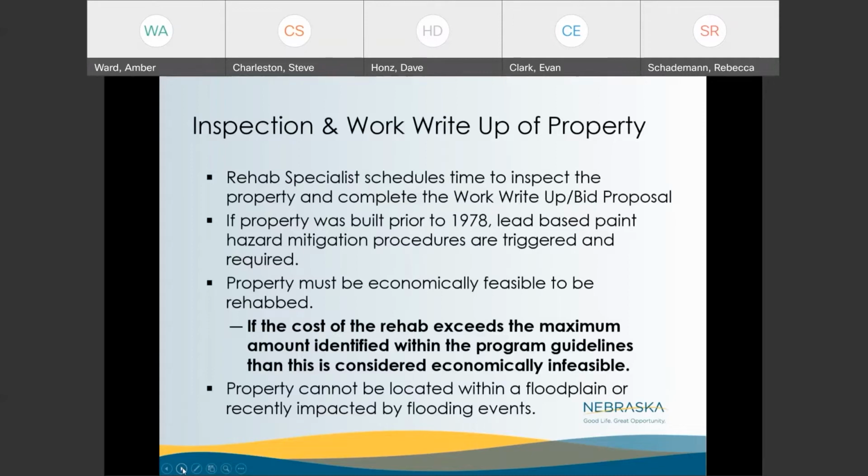Again, whether it's economically feasible or infeasible, what's your maximum amount identified in your guidelines? If you're exceeding that cost, it will be economically infeasible. And then another thing, the property can't be located within a floodplain or shouldn't be within an area recently impacted by flooding events. So floodplain or flooding events are an important item there too.